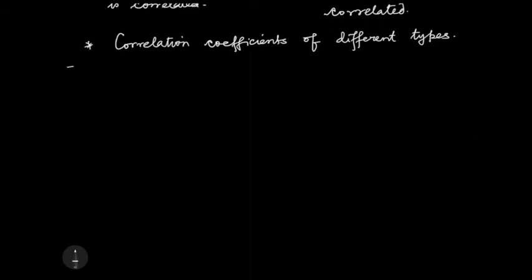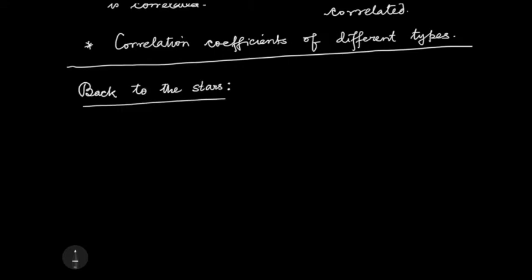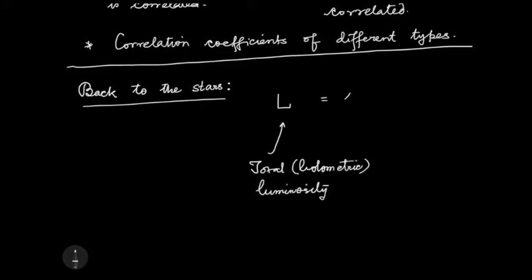So that's all right. Let us come back to the stars. Back to the stars. For stars, we said that the total luminosity, we also call it bolometric, is given by 4 pi sigma, all are constants. Sigma is the Stefan's constant, r square, and then T to the 4. So this r is the radius of the star.